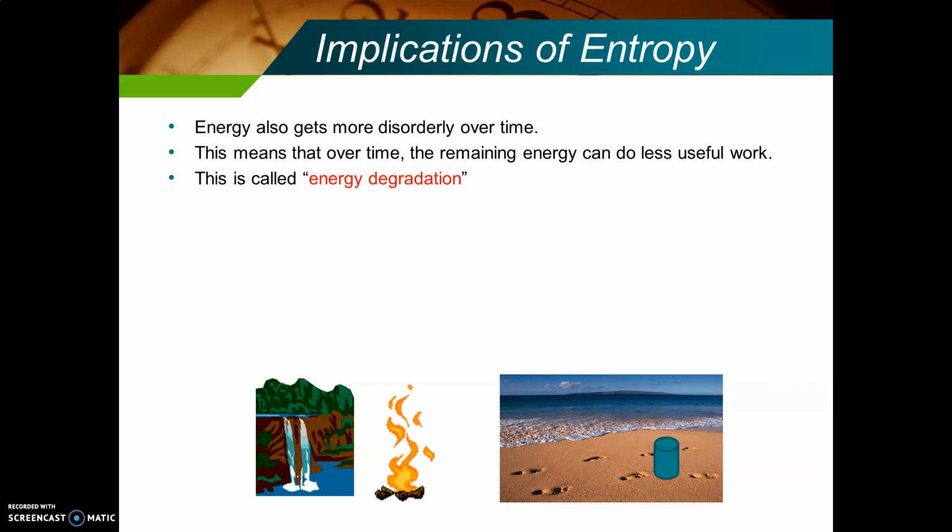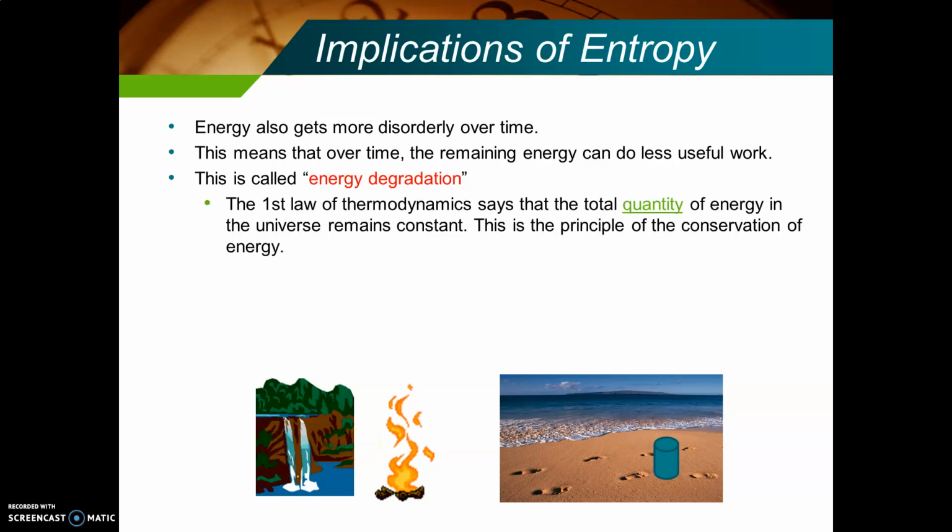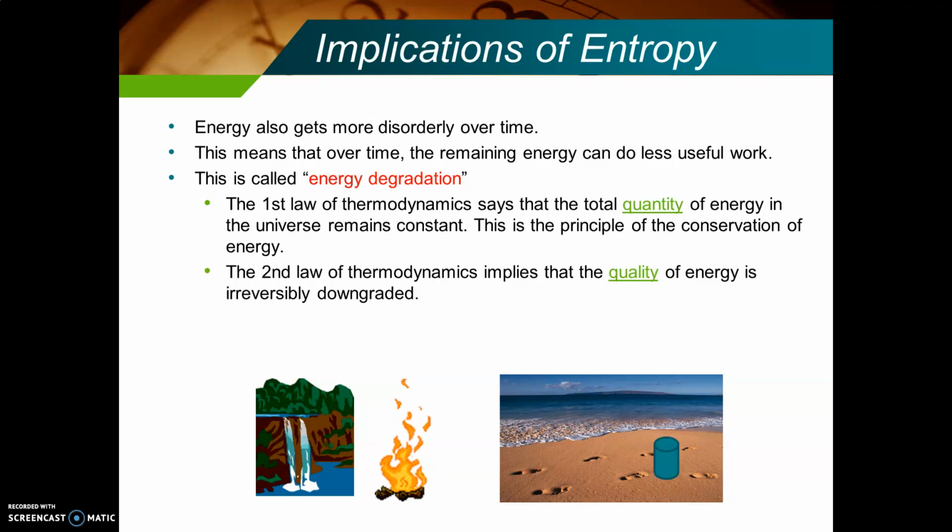And that's an important concept because the first law of thermodynamics says that the total quantity of energy in our universe is always going to be constant. But because of the second law, the quality of that energy is always going to be downgraded. It's going to be less useful to us. Once I burn everything up and get the heat out of it, I burn up all the gasoline, I burn up all the coal, I burn up all the oil. Now there's nothing else to burn up.